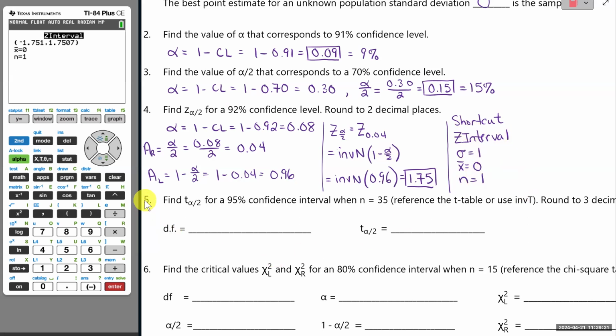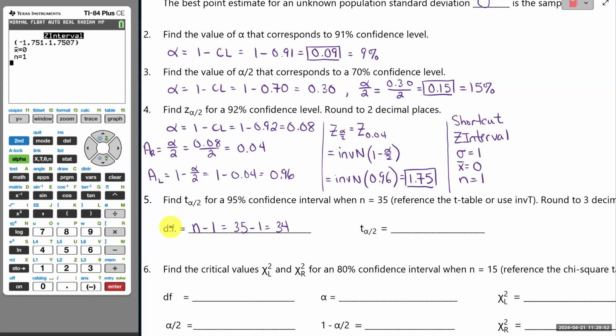And now let's switch to the T distribution. And here, we're either going to reference the T table, or if available, you can use your inverse T function. All right, so let's start with degrees of freedom. So every T distribution has an associated degrees of freedom, and that formula is n minus 1. So they have n 35, so 35 minus 1 gives us 34 degrees of freedom.